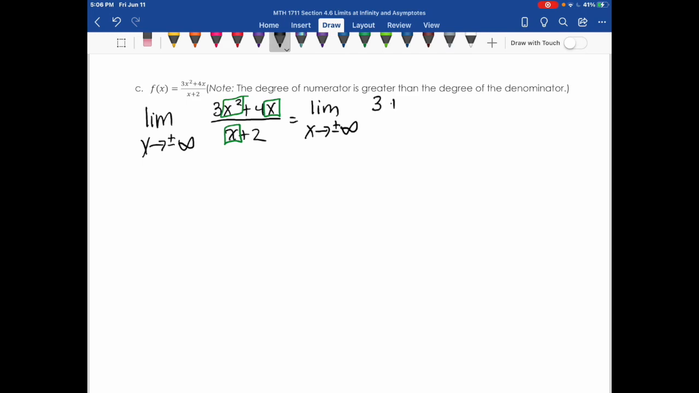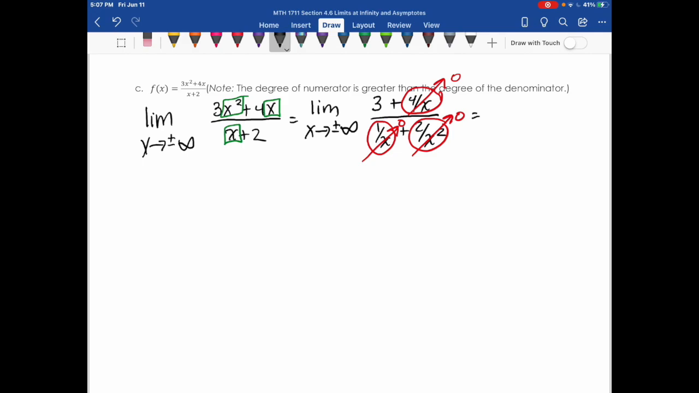And then when I take 4x and divide by x squared, that gives me 4 over x. When I take x and divide by x squared, that gives me 1 over x. And then when I take 2 and divide by x squared, I get 2 over x squared. Now, when x goes to positive or negative infinity, these values are all going to approach 0. Because when the denominator gets really, really big, whether in the negative or positive direction, those fractions get smaller and smaller and smaller. So they get so small, they go to 0.